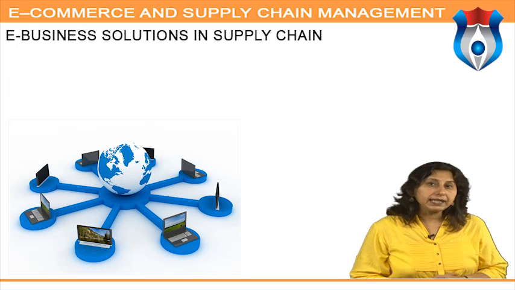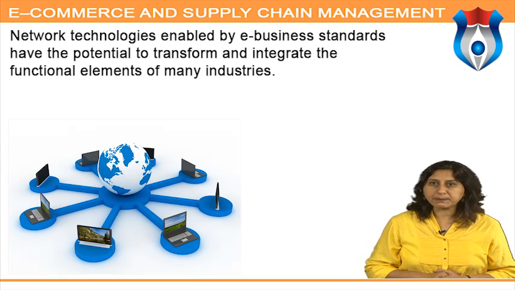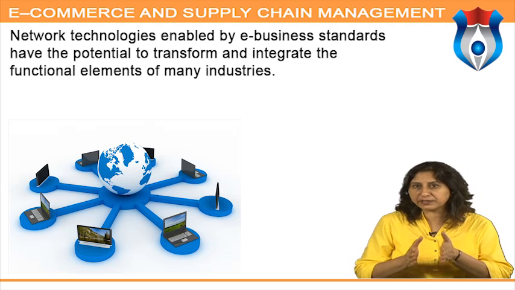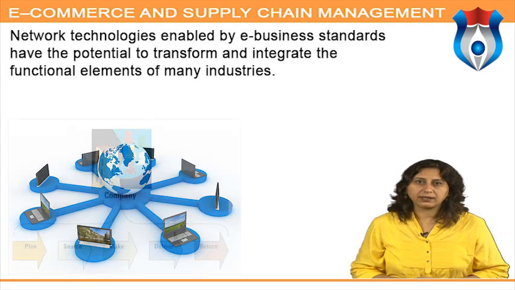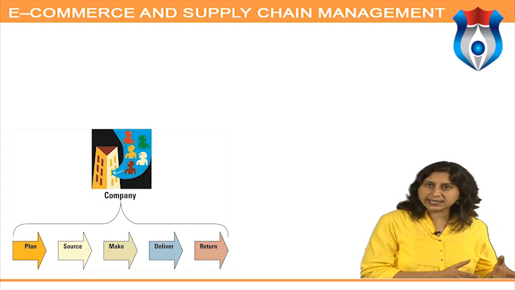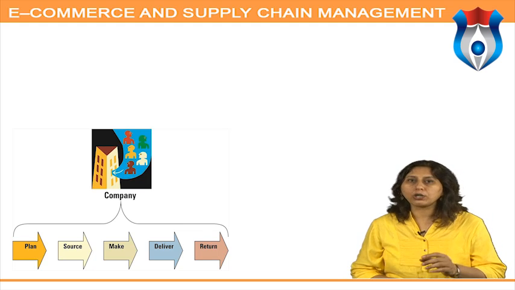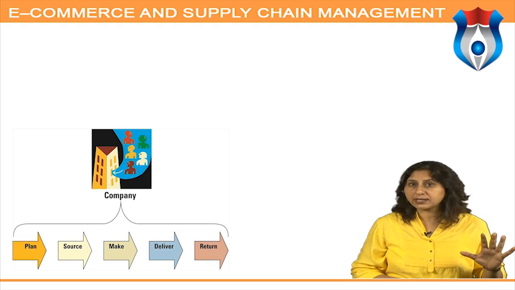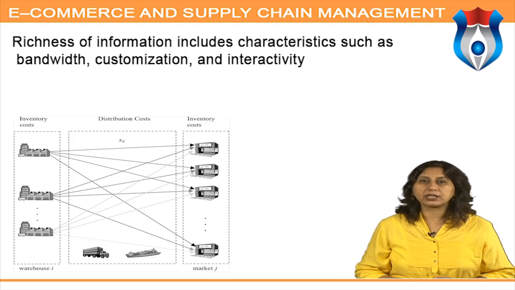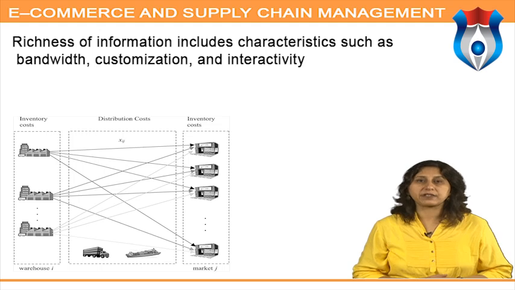Now we shall discuss e-business solutions in supply chain. Network technologies enabled by e-business standards have the potential to transform and integrate the functional elements of many industries. The internet facilitates the abolition of the trade-off between richness and reach of information, which means that communication can occur at almost zero cost without constraints on the richness of information. Richness of information includes characteristics such as bandwidth, customization, and interactivity.